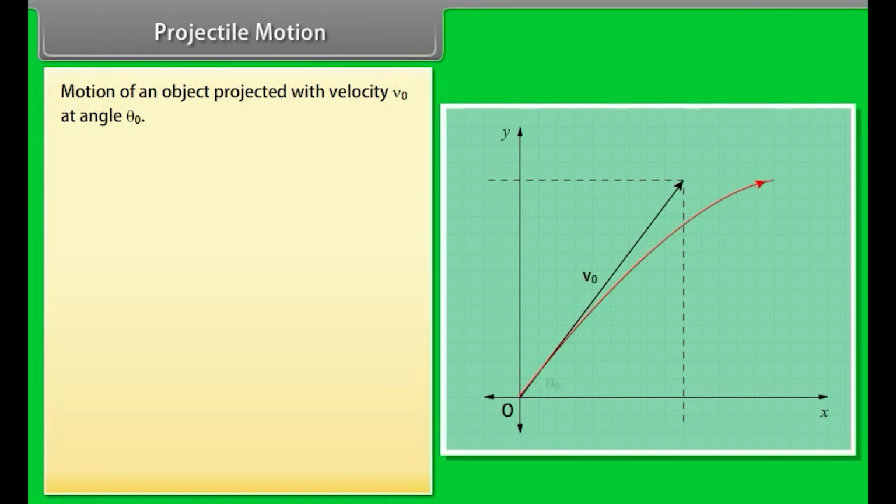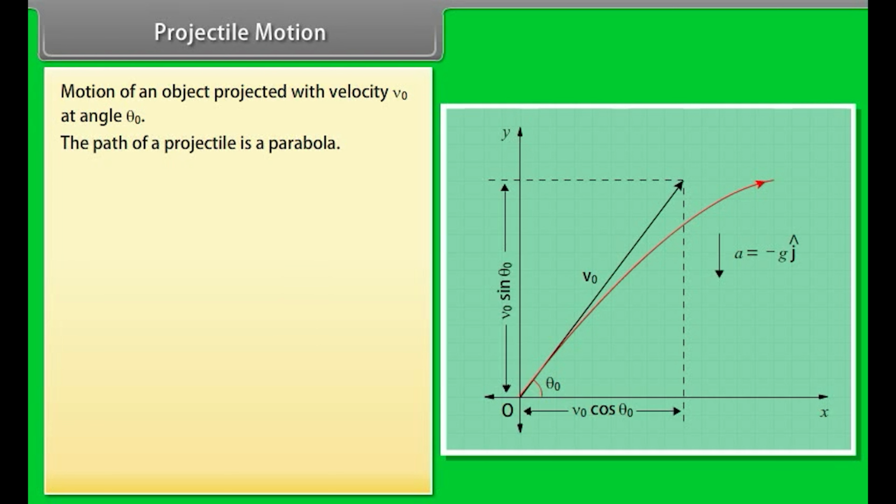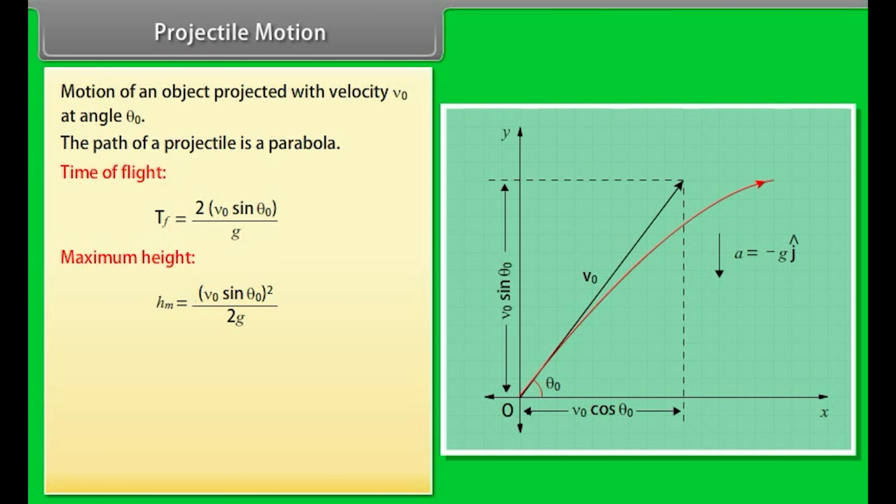Motion of an object projected with velocity v naught and angle theta naught is shown in the figure. The path of a projectile is a parabola. Time of flight of a projectile is T f equals 2 v naught sin theta naught divided by g. Maximum height of a projectile is H m equals (v naught sin theta naught) whole square divided by 2g.